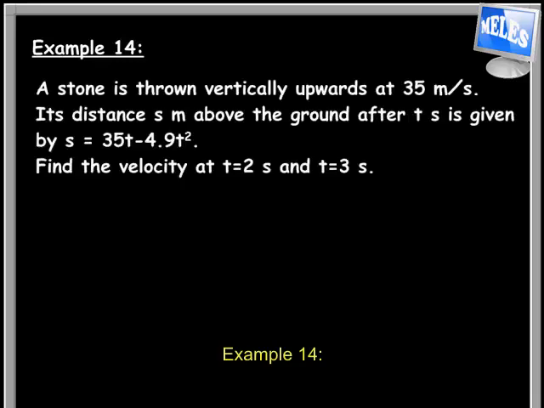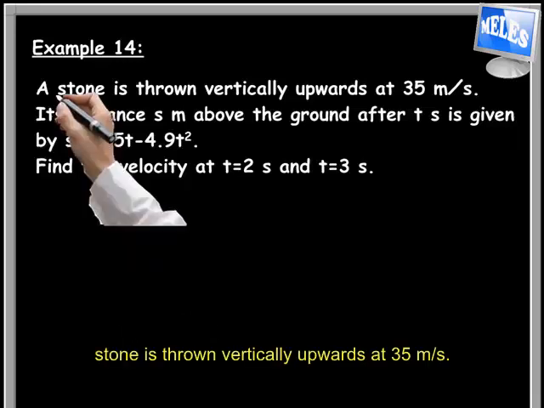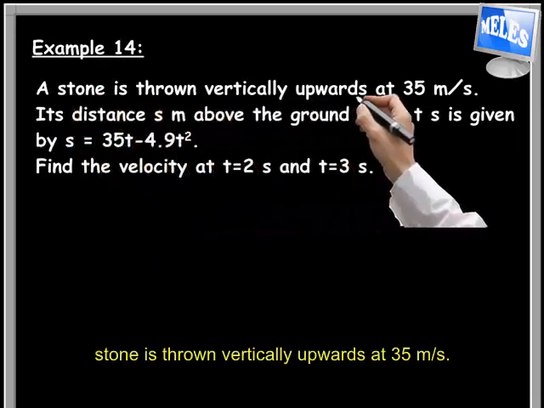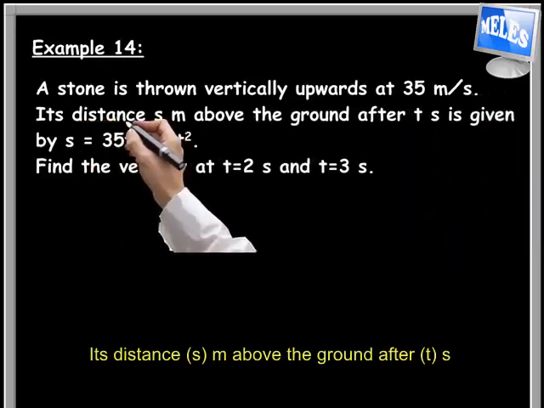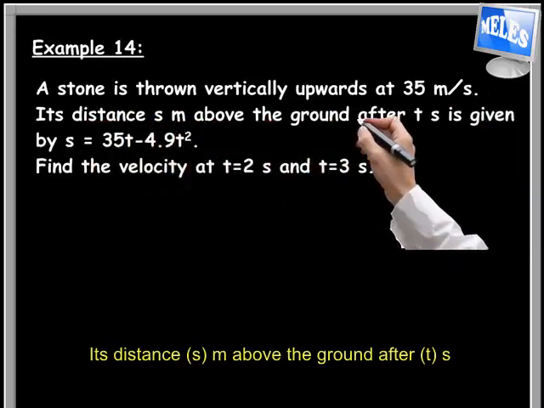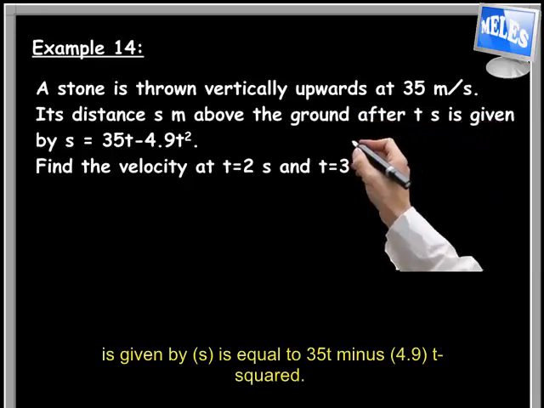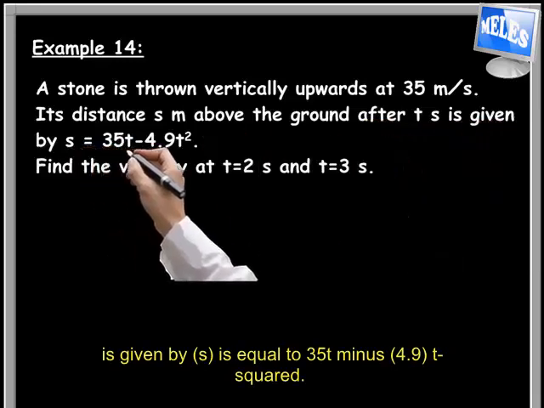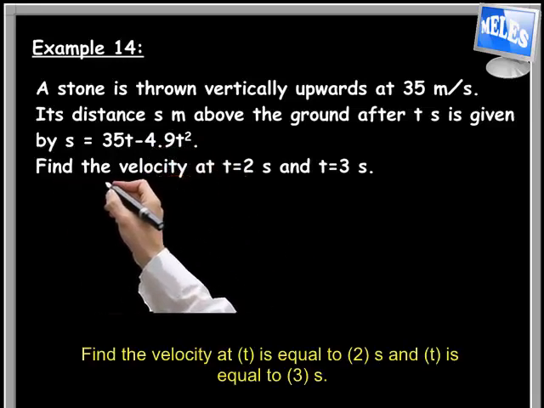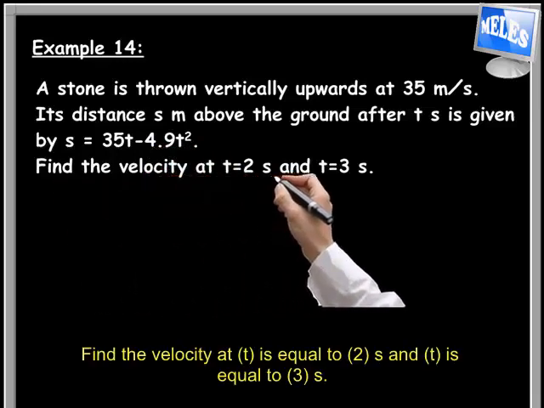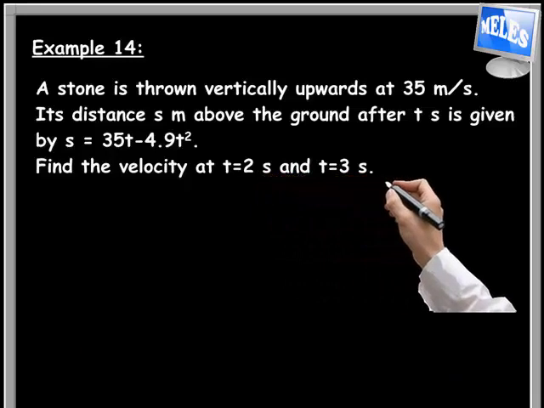Example 14. A stone is thrown vertically upwards at 35 meters per second. Its distance s meters above the ground after t seconds is given by s = 35t - 4.9t². Find the velocity at t = 2 seconds and t = 3 seconds.